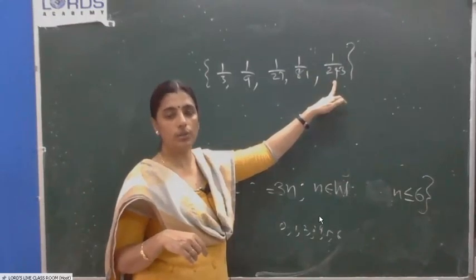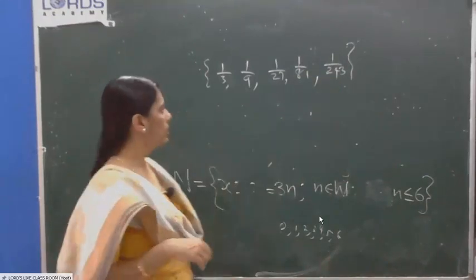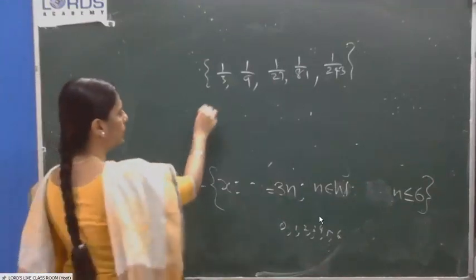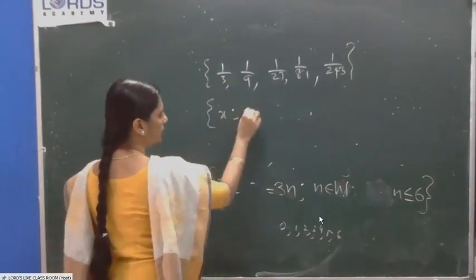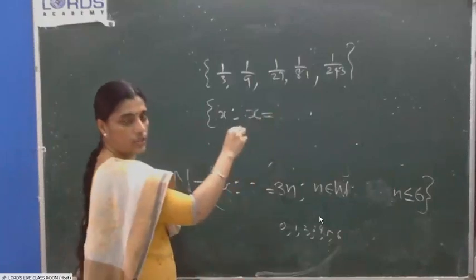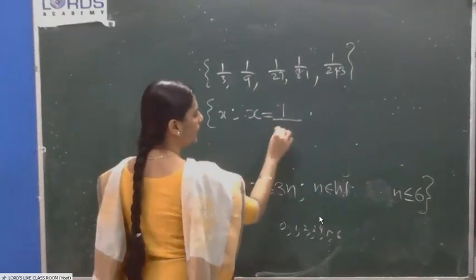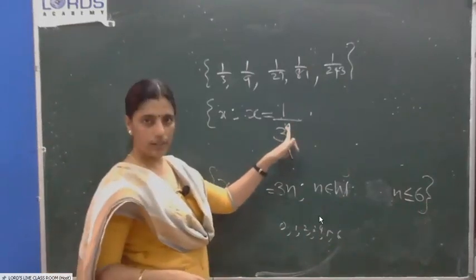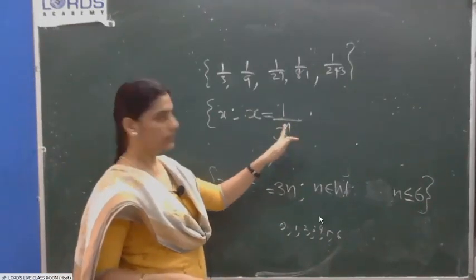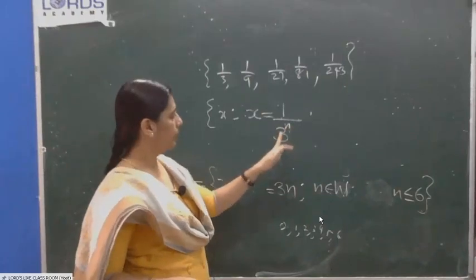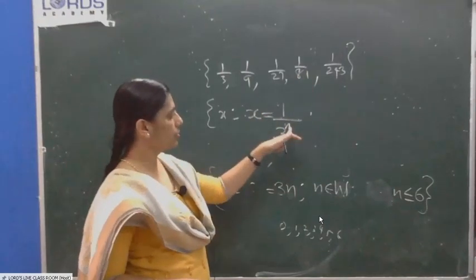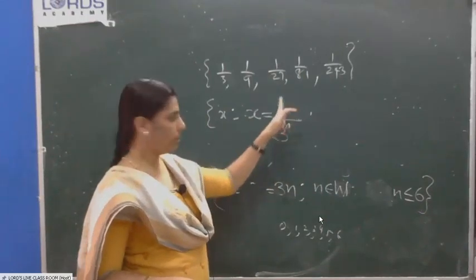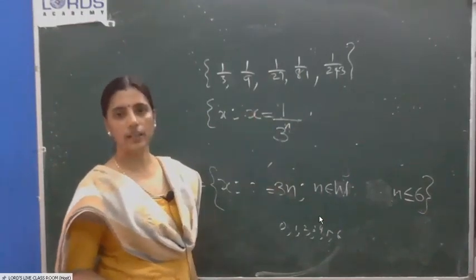3 into 3 into 3 into 3 into 3, 5 times. Okay, so this we can write x such that, all of you write x such that, what is the speciality of x? X in which form? 1 by 3 raised to n. First one n equal to 1, second one 3 square, third one 3 cube, fourth one 81, 3 raised to 4, 243, how we will get? 3 raised to 5. So this is the form 1 by 3 raised to n.